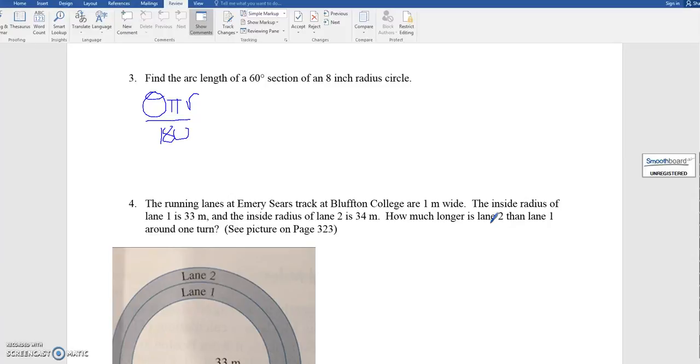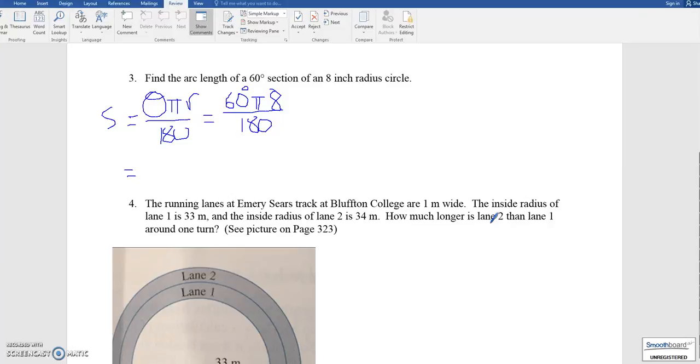A lot of times they say S for arc length. We just need to fill in the info then. So our angle measure was 60. We still have a pi there. Our radius was 8. It's going to be over 180.